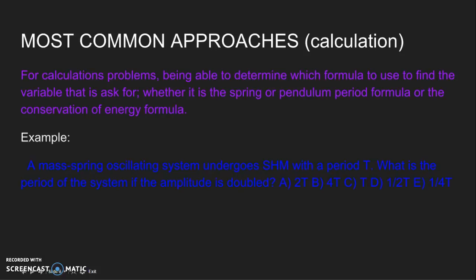And so, in the example below, you know where to start with this problem because of what it asks for. It asks for the period of the system. And the system is a mass spring system. So you know you're going to be using the spring period formula. And if this problem was asking for the period of a pendulum, you would use the pendulum period formula. Or if it was asking for energy, you would use the conservation of energy formula. And it's as simple as that.